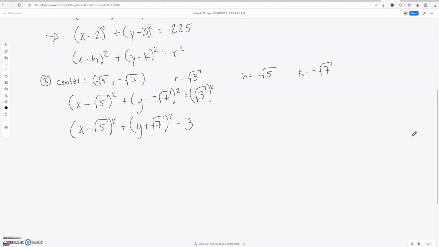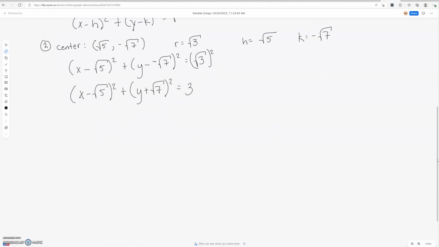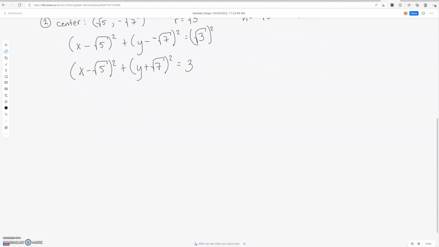So, now, that's one form of a circle: (x minus h) squared plus (y minus k) squared equals r squared. This is my center-radius form. Okay. There is another form, and this is your general form.